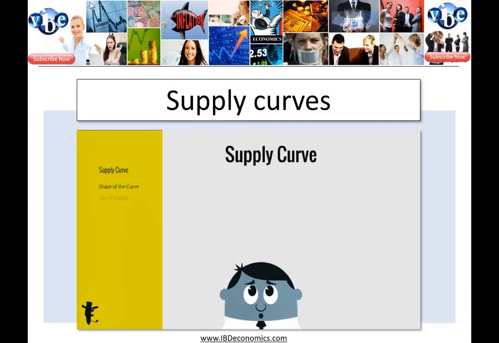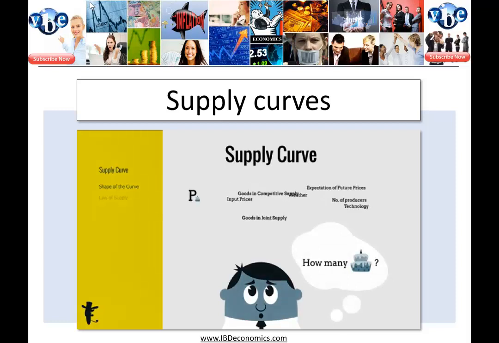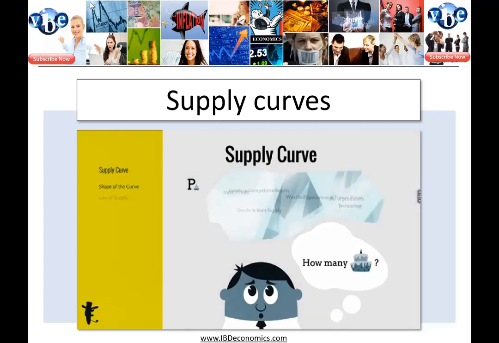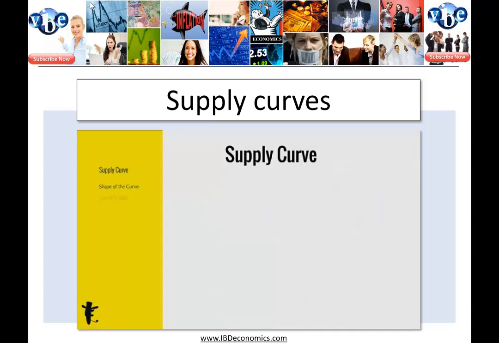In the supply curve, we want to know the relationship between price and quantity supplied. Let's make it real simple by keeping everything else constant. That means ceteris paribus. Great. Only price and quantity left. As usual, we put the price on the vertical axis and quantity on the horizontal axis.